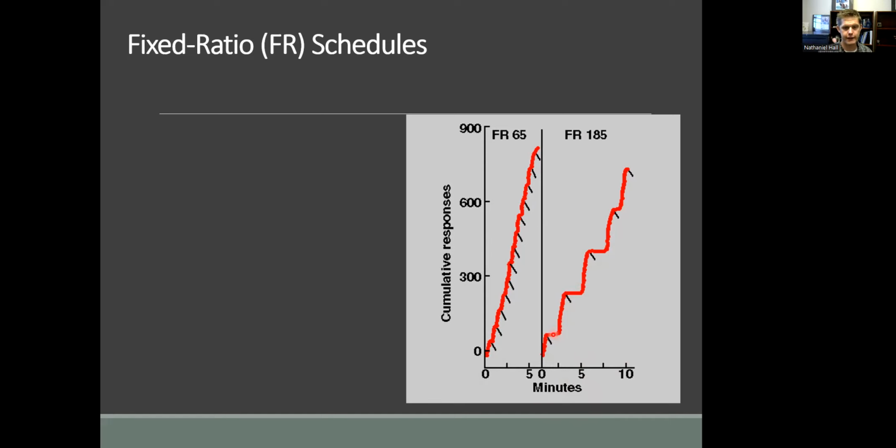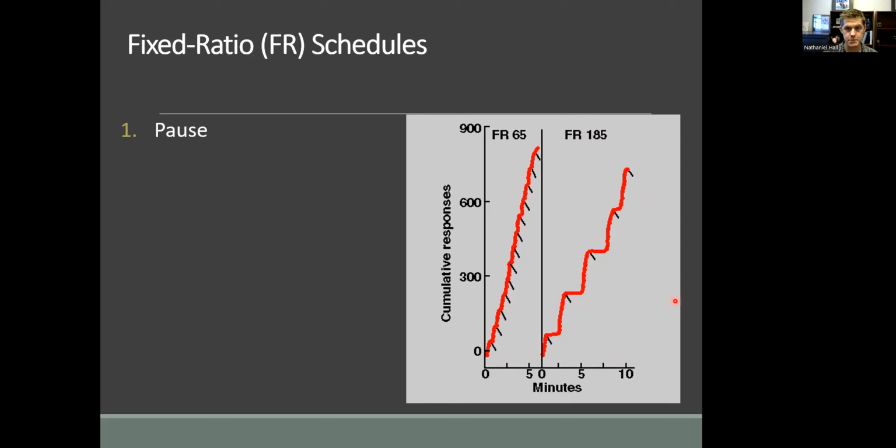So it produces this kind of pause, run, pause, run, pause, run pattern of performance that particularly occurs at higher rates of ratio schedules. The level of this pausing tends to be directly proportional to the rate of this ratio, so that the higher this level of responses that are required, the longer the pause, the longer that you wait or almost procrastinate, if you will, before you engage in that run kind of response.